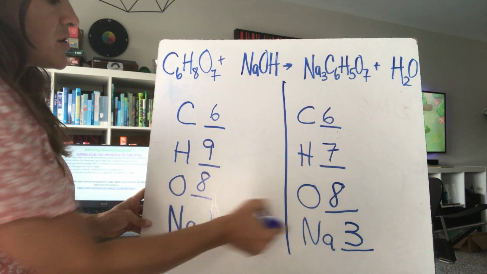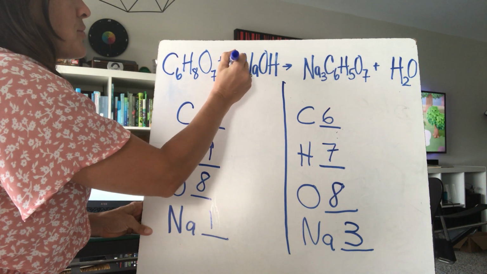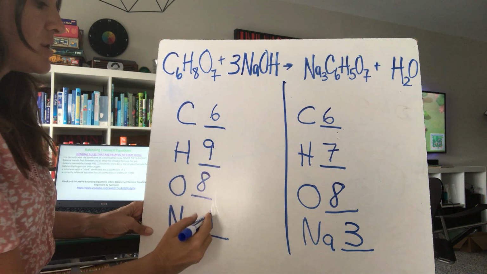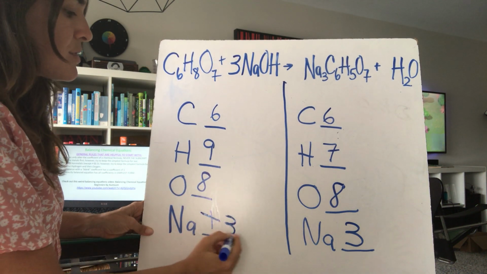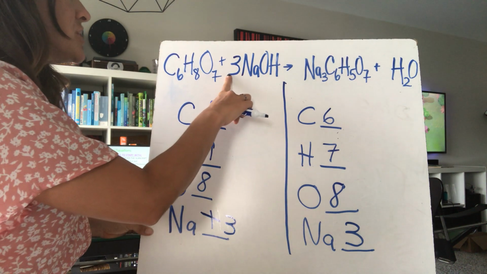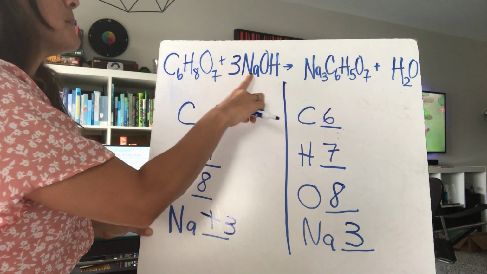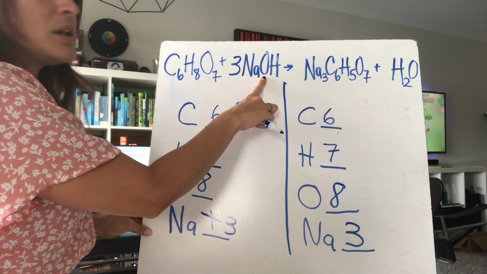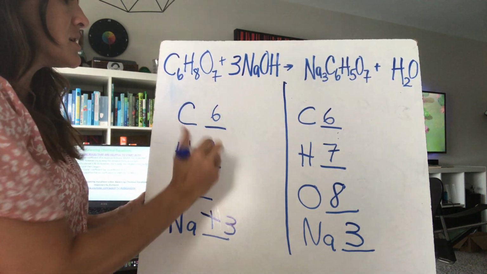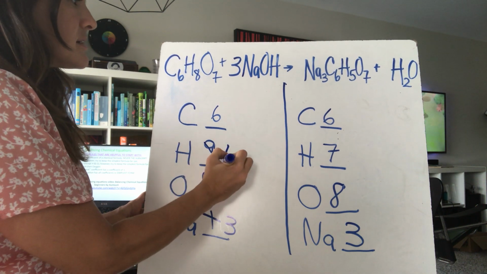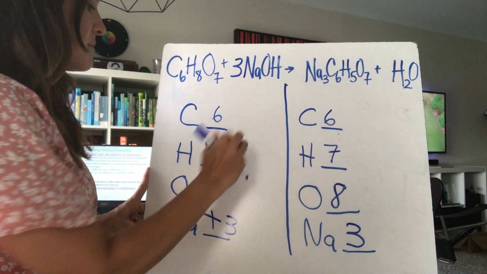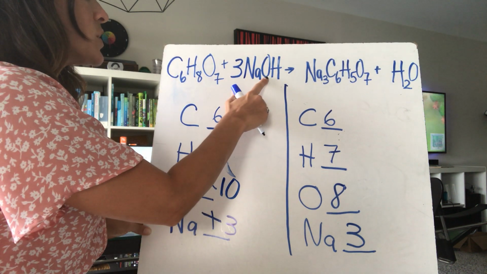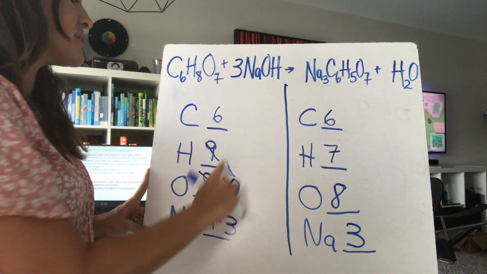I know there's 3 here and only 1 here, so I'll put a 3 here. By putting a 3 here, I have changed the sodium from 1 to 3. I've also changed the amount of oxygens I have. 3 times 1 oxygen equals 3, plus the 7 here means I have 10 oxygens. Again, 3 times 1 oxygen is 3, plus the 7 means I have 10.